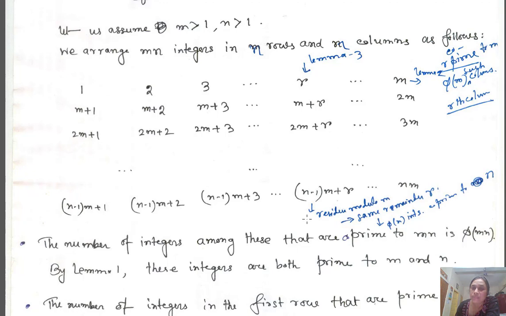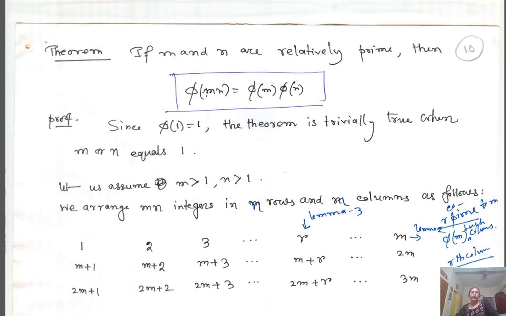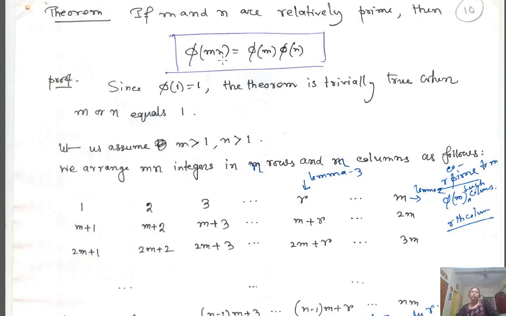Out of them, only phi n many elements are co-prime to n. So this is the idea why we are getting phi m n equal to phi m into phi n. And also we are using lemma 1, which states that an integer is co-prime to mn if and only if it is co-prime to both m and n.